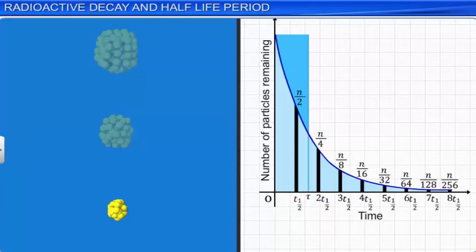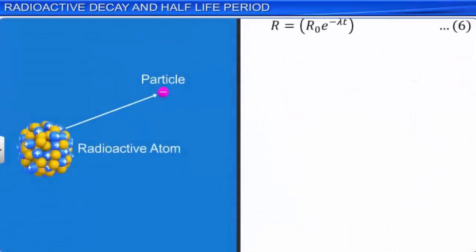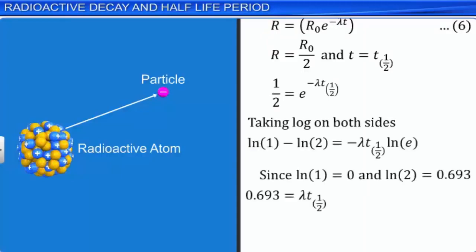From equation 6, we have R = R naught × e^(−λt). Substituting R = R naught by 2 and t = T half in equation 6 and solving, we get T half = log 2 to the base e by λ. Substituting the value of log 2, we get T half = 0.693 by λ. Let this be equation 7.